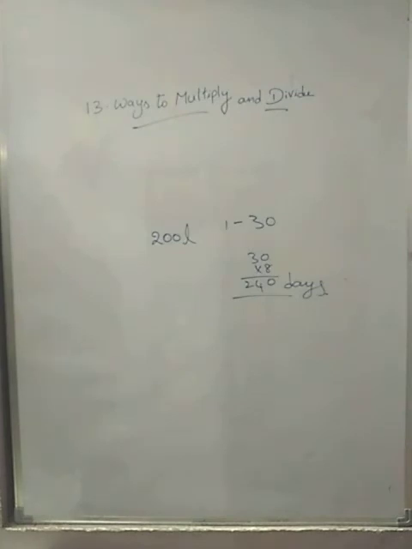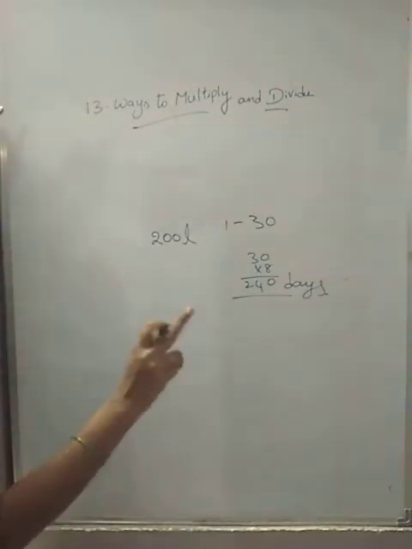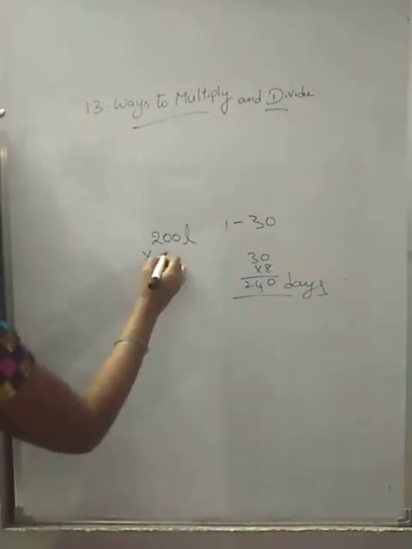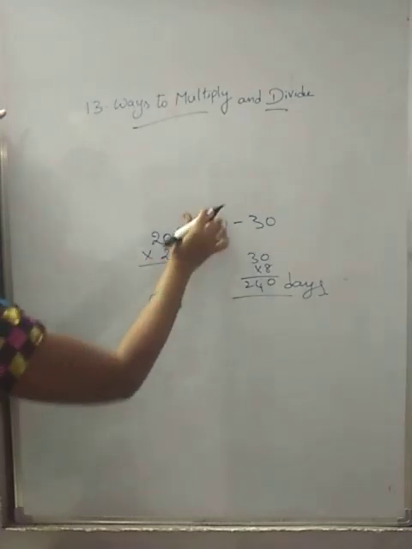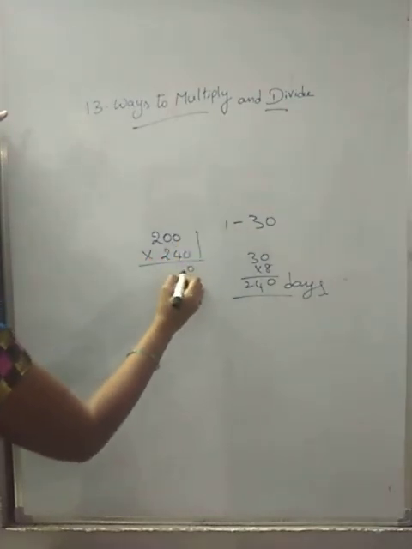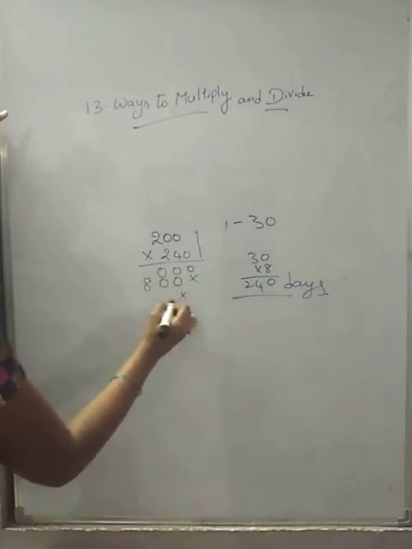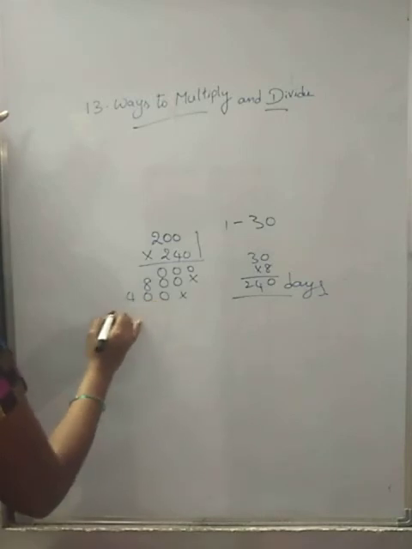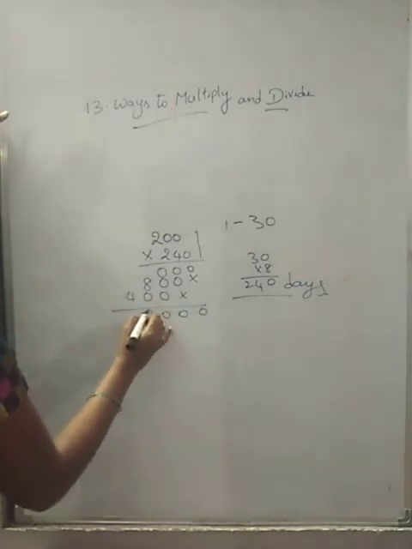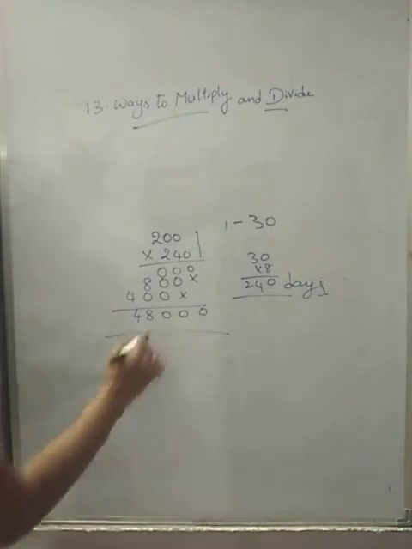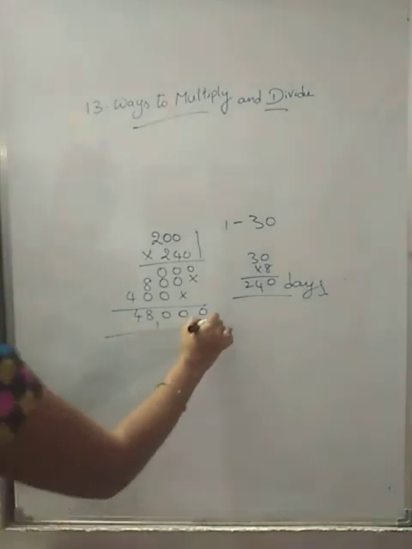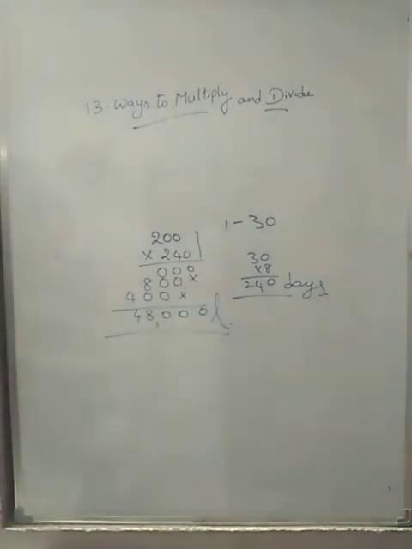Here we know how much milk it drinks in 1 day. The blue whale drinks 200 liters of milk in 1 day. That means how much milk does it drink in 240 days? 4 2s are 8, 2 2s are 4. 48,000 liters of milk the blue whale drinks in 8 months. Okay.